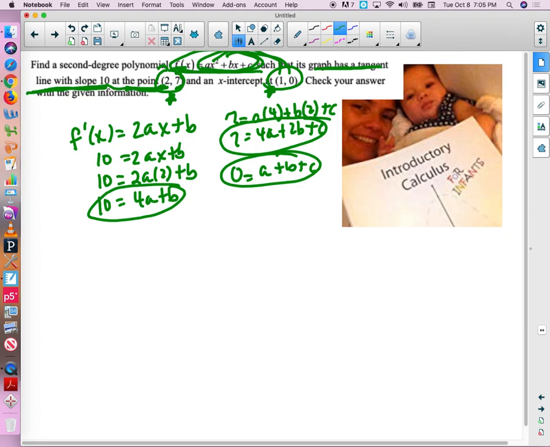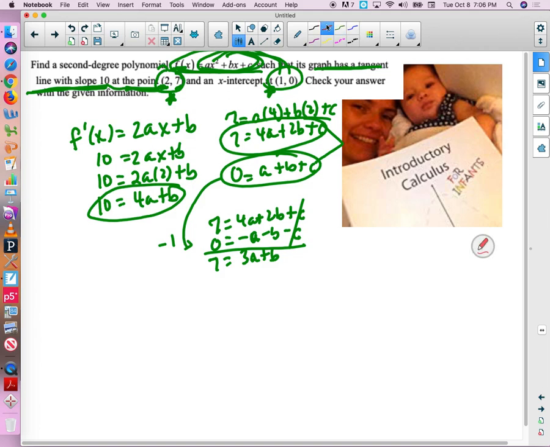So now I'm going to use elimination. Elimination is usually easier than substitution. I'm going to combine these two. I want to get rid of the c's. So the way I do it is I'm going to multiply by -1 and add. So this gives me 7 equals 3a plus b.